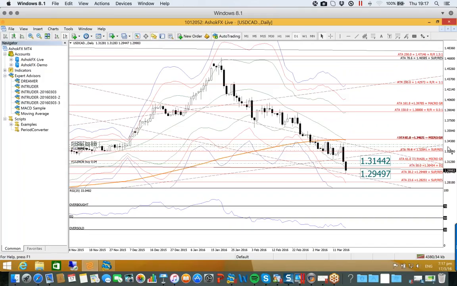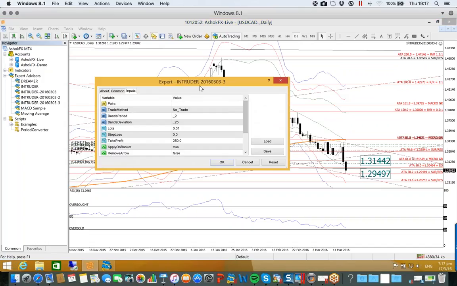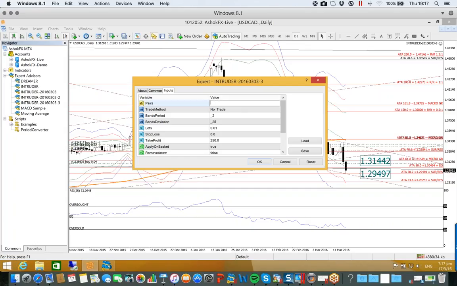Okay, now let's go into the Intruder. I'm going to put dollar Canadian. I'm going to put oversold position, because it's oversold here. Deviation 220, change at 0.01 lot. My stop, I'm not doing stop loss. I'm going to put 1260 as my points for target profit, and this will be false. And this will be Thursday night trade.